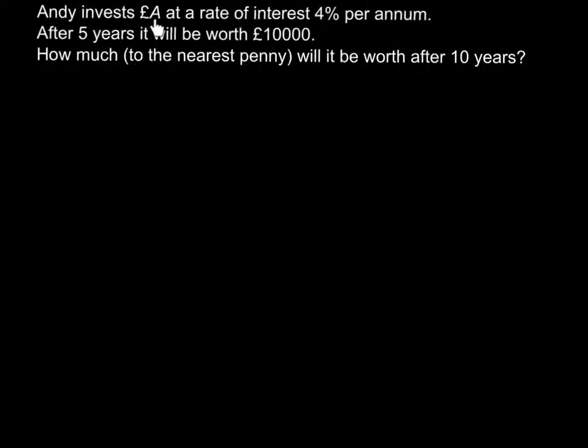Right, so this is the video for exercise 7C, solving problems using nth terms of a geometric series. In this question we've got Andy invests £A at a rate of interest of 4% per annum, so that's 4% per year. This is actually going to involve a topic from GCSE called multipliers, so try to think and remind yourself of what that is. After 5 years it's going to be worth £10,000. How much, to the nearest penny, will it be worth after 10 years?